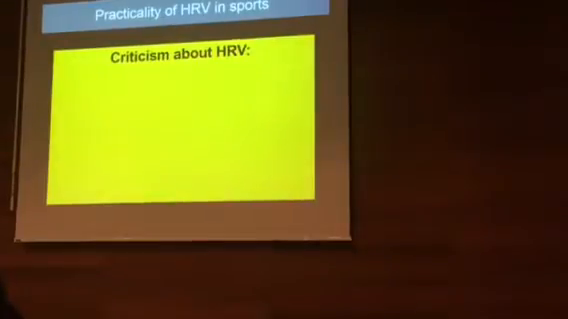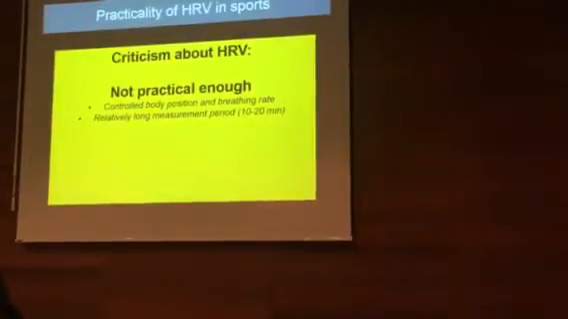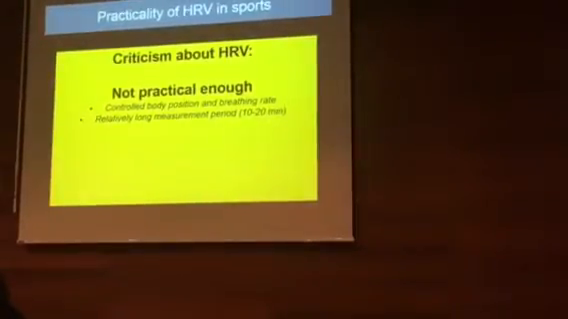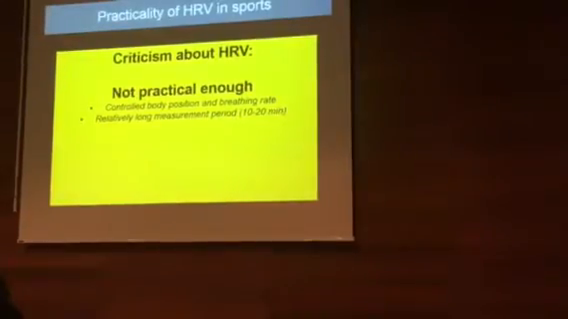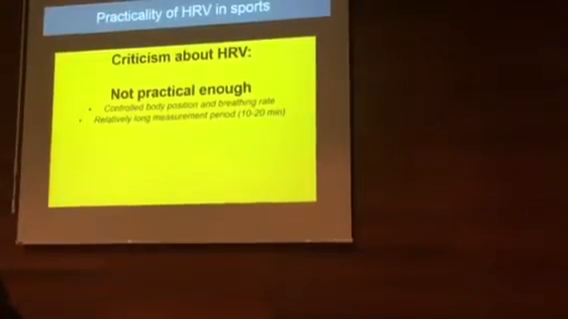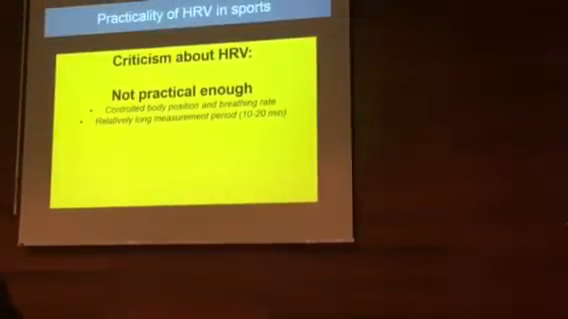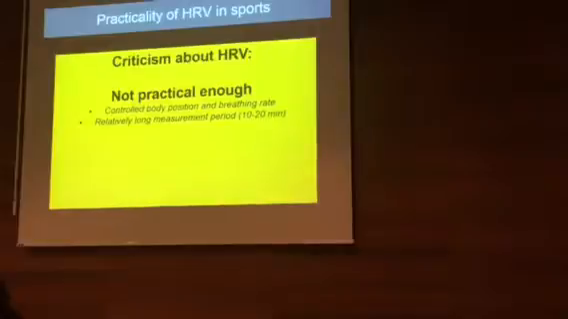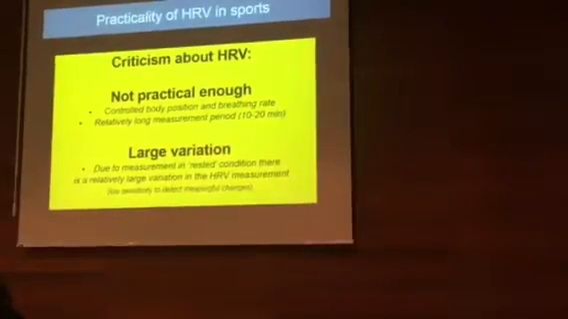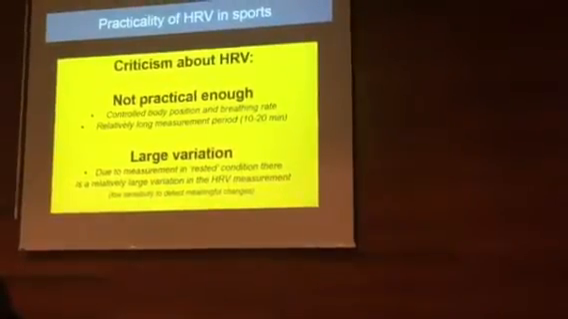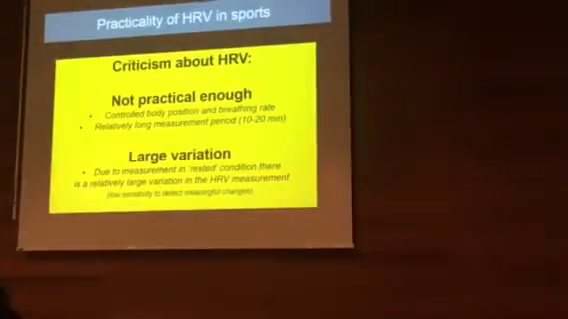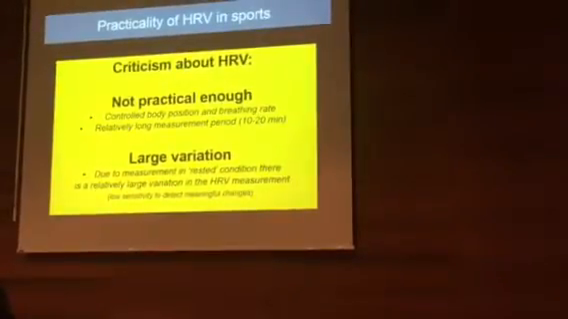What is the criticism about heart rate variability? Well, mainly the criticism is a lot of people say it's not practical enough. And it's not practical enough because it generally needs to be measured under very controlled conditions. So you need to either lie down in a very rested condition or sit down in a controlled position. And the measurement is generally very long, 10 to 20 minutes. We're shifting now towards having shorter periods of time. But for elite athletes, this is very hard to implement in their daily structures. In addition, because we're measuring it in rest, the variation in heart rate variability is big, which we want, but on the other side it also creates a problem that it's not as sensitive to detect meaningful changes over time.